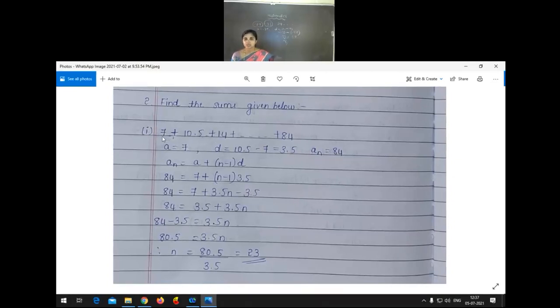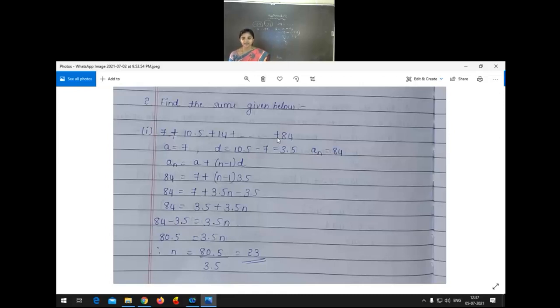See here, the first question is like this. 7 plus 10.5 plus 14 plus so on up to 84. Okay, so this is the AP given. So we have to find the sum. To find the sum, the number of terms is not given. Number of terms we need to know. If we know the number of terms, we can find the sum. Find the sums: 7 plus 10.5 plus 14 plus so on up to 84.